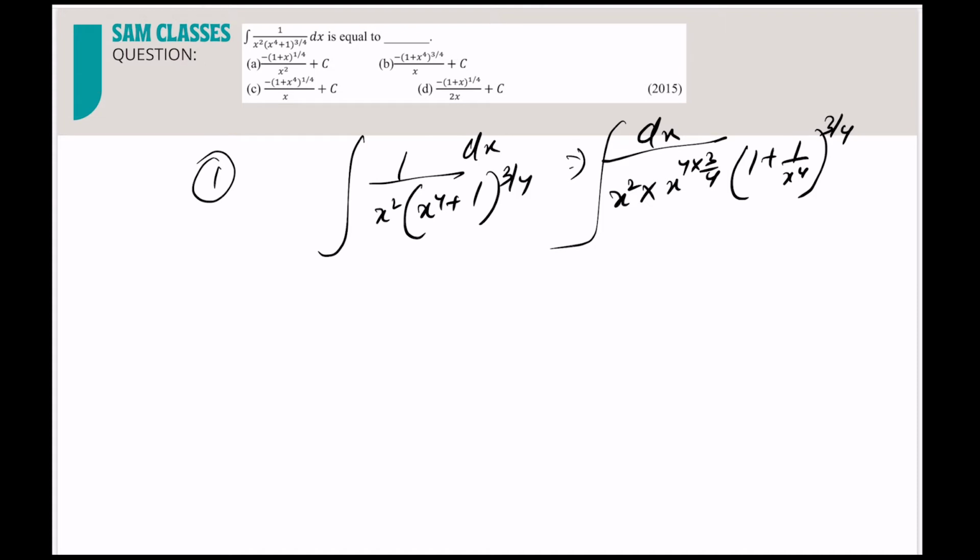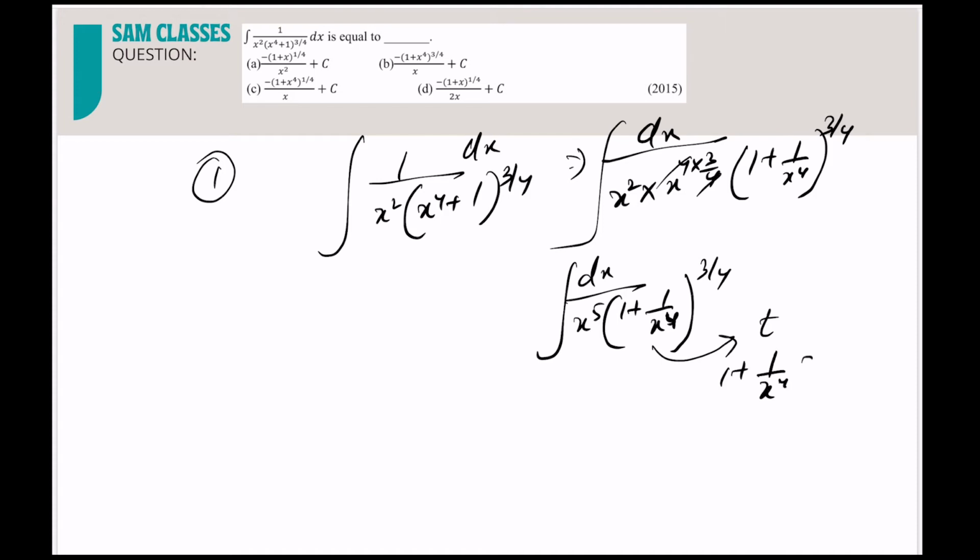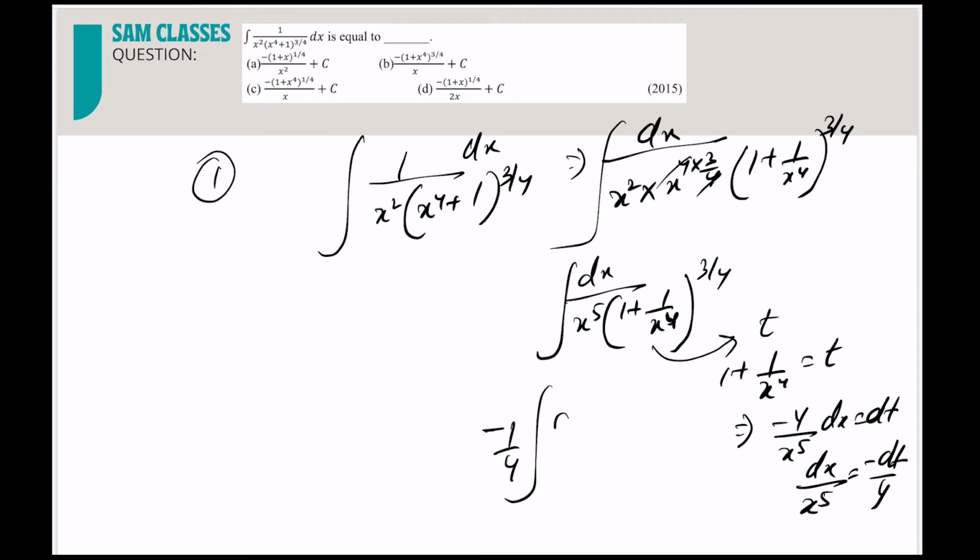Now I get dx by x power 5 and 1 plus 1 by x power 4, whole power 3 by 4. Now if you see, I got almost there. If I take 1 plus 1 by x power 4 as t, then the differentiation of this is minus 4 by x power 5 dx, which is equal to dt. So dx by x power 5 is equal to minus dt by 4, correct. So we got minus 1 by 4 dt by t power 3 by 4.